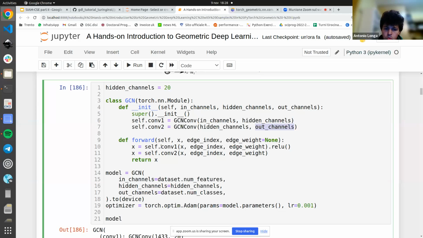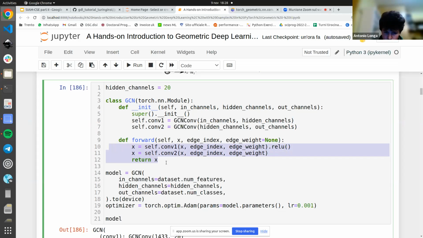In the forward, we have X, which are our node features. We have our edge index and an edge weight if we have it. In our case, we are not going to have it, but it doesn't matter. Simply, we call our convolution, the one we defined above, with X, the edge index, and eventually the edge weight, and then we apply a ReLU, a nonlinearity, obtaining an X, and this X is fed again into the second convolution, and we return the X.